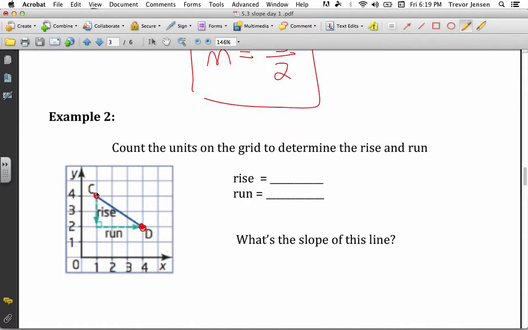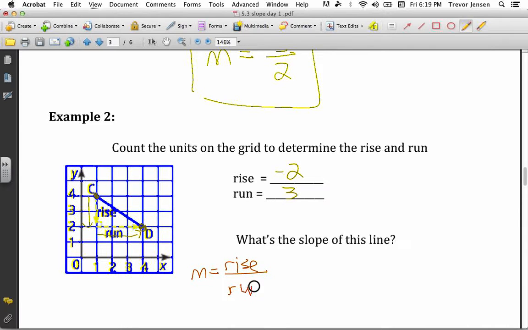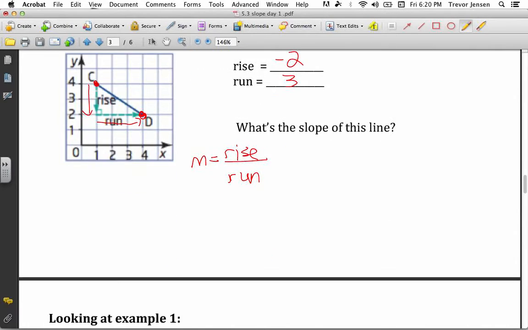So the vertical distance is the rise, so getting from C to D, I must go down 1, 2 points. So I'm going down 2, that means the rise is negative 2. And then I must go right 1, 2, 3 points. Okay? Going to the right 3, that means the run is positive 3. What is the slope of the line? Well, slope equals rise over run. Therefore, my slope is negative 2 over 3. And that's my answer.